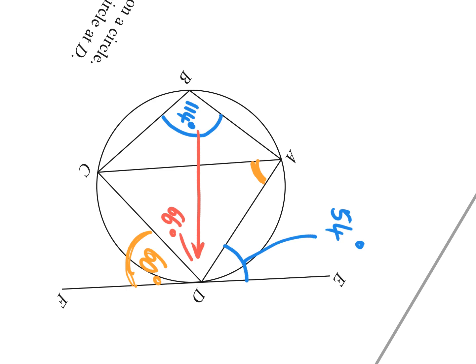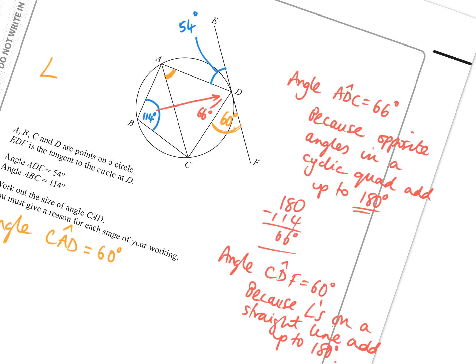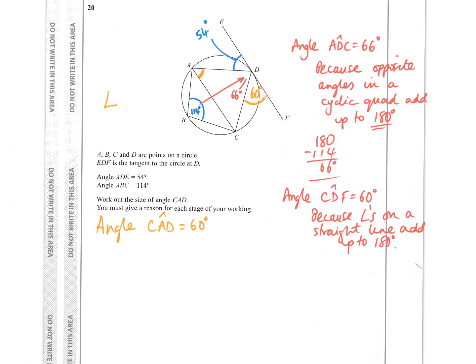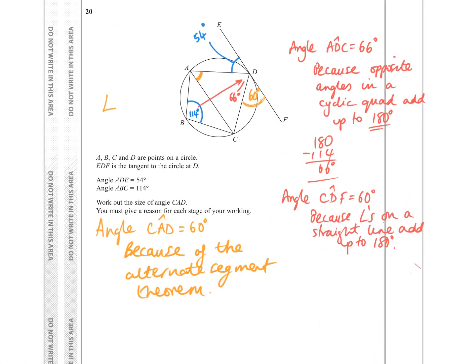So if you wanted to look at this one, chord, tangent, then this angle here would be 54. But in this case we want this one, so I'm going to put my explanation down here for you. Okay, and so angle CAD is 60 degrees because of the alternate segment theorem. Okay, so that should be quite enough to get you all the marks for that question.